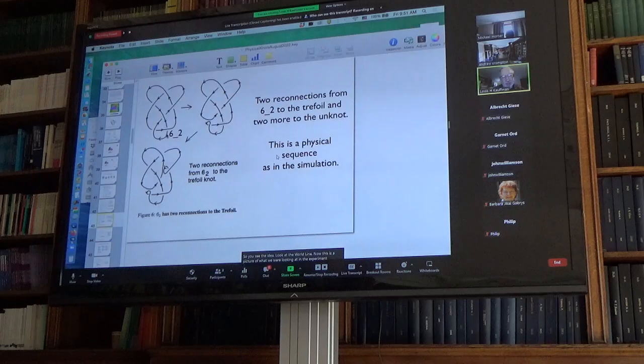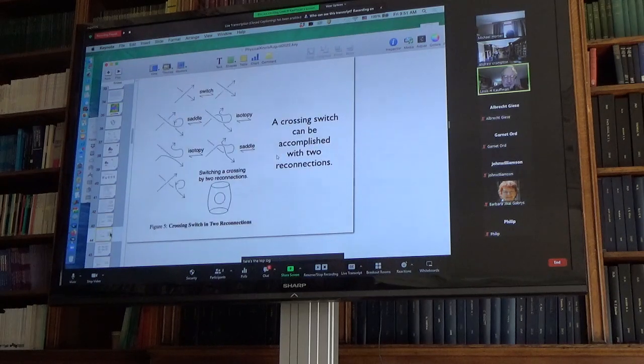Here's the 6-2, and it went through a reconnection here, giving us a link, and then it went through another reconnection over here, giving us the trefoil knot, and then we needed 2 more to get down. But here's the topological fact. You can switch a crossing by using 2 reconnections.